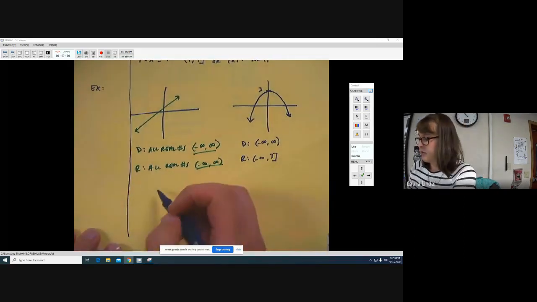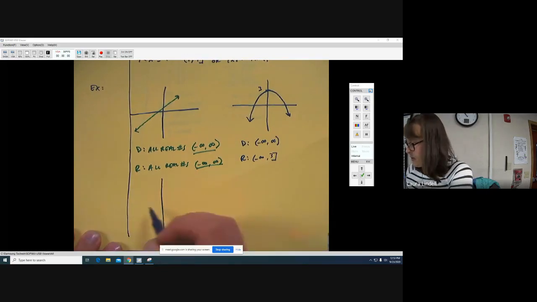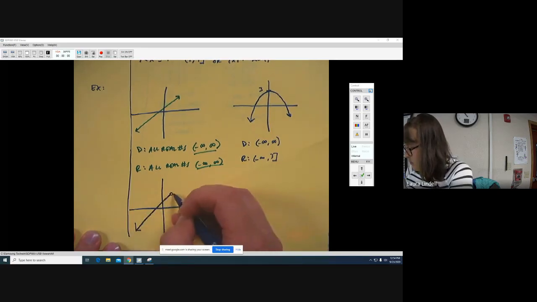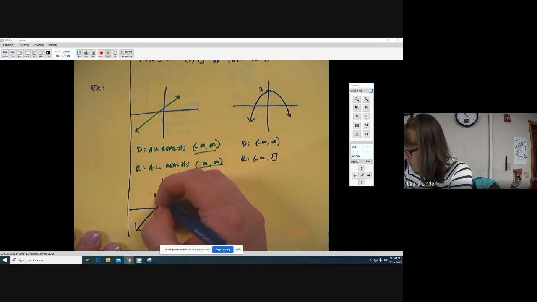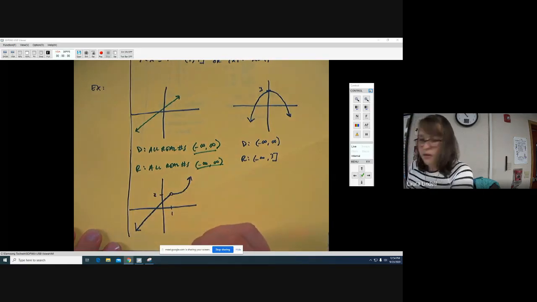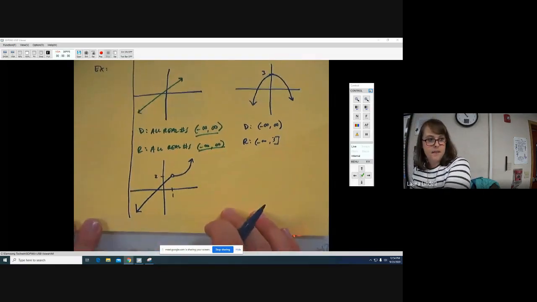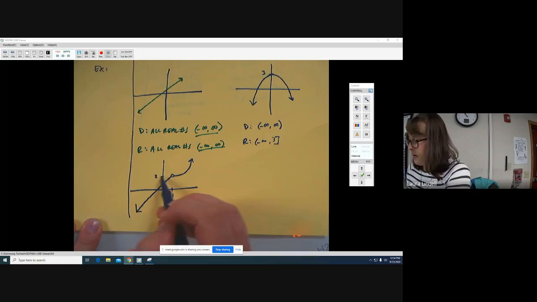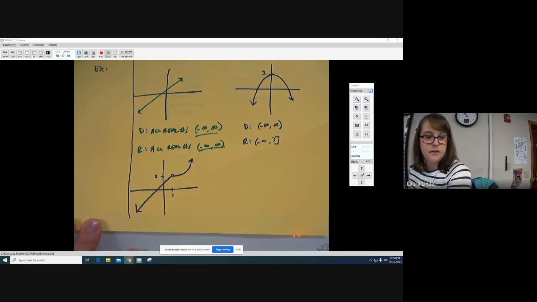What if I wanted to exclude a value? Like, let's say I've got something that looks like that. So from my domain, we have to exclude the value 1. From my range, I need to exclude the value 2.